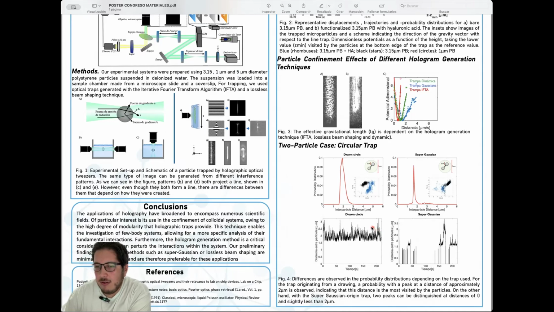The algorithm used for hologram generation is not a minor detail. It's a powerful tool that can be used to fundamentally engineer and control particle interactions at the microscale. So, to conclude, our preliminary findings suggest that advanced methods like super-Gaussian or lossless beam shaping are minimally perturbative, meaning they are likely a better choice for these kinds of sensitive experiments.